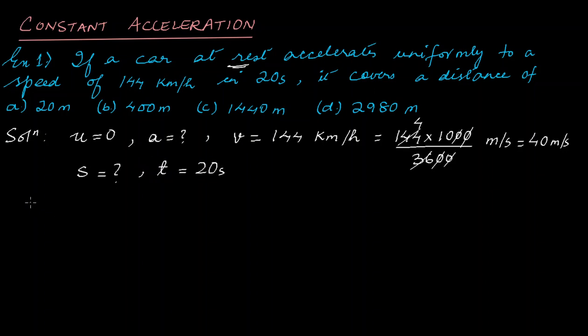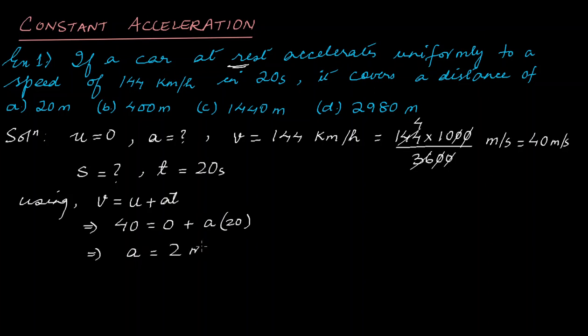Are you familiar with this formula? v is equal to u plus at. Yes, so using this formula we can find a, right? So here you get v, which is 40, u here is 0, plus a, which you don't know, times time, which here is 20. So basically here a is how much? 2 meters per second squared.